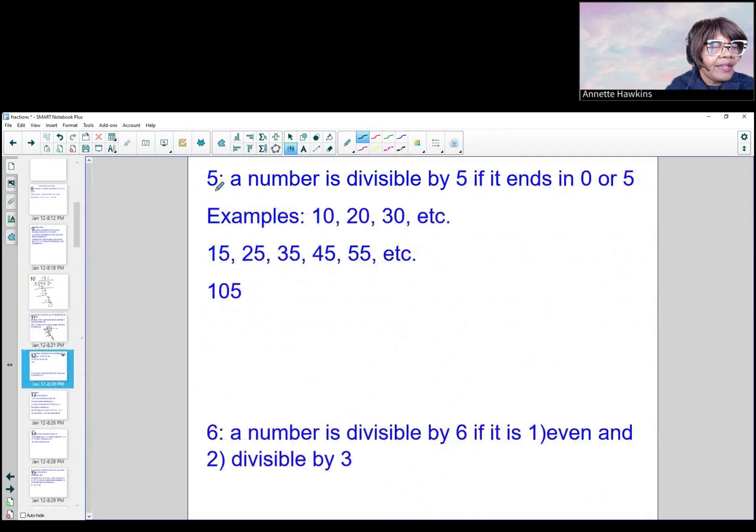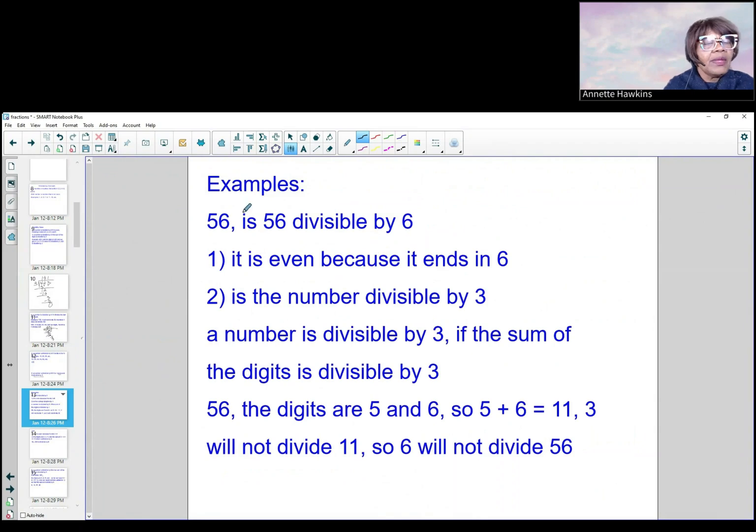All right, 5. A number is divisible by 5 if it ends in 0 or 5. This is one that we already know. Okay, 10, 20, 30, 15, 25. 6. A number is divisible by 6 if it is even and if it is divisible by 3. That's interesting because if a number is divisible by 2 and divisible by 3, so 2 times 3 gives us 6. Okay, so let's check this out.